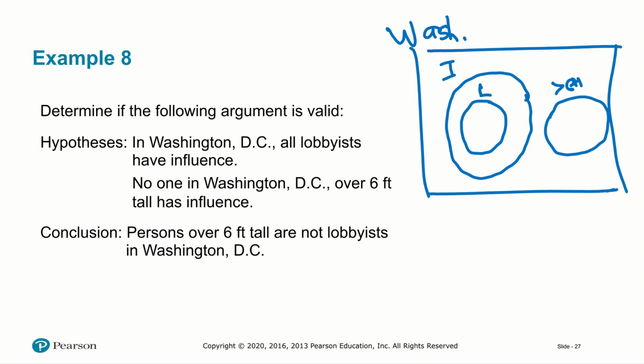So does it logically follow that the people over 6 feet tall are not lobbyists? As you can see clearly from this diagram, that's a valid argument, because if you're over 6 feet tall, you're not even within the influential circle to be able to be considered. And if you're a lobbyist, you're contained completely within that. So these two sets, the set of lobbyists and the set of people greater than 6 feet tall, have no points in common. Therefore, this argument would be valid.